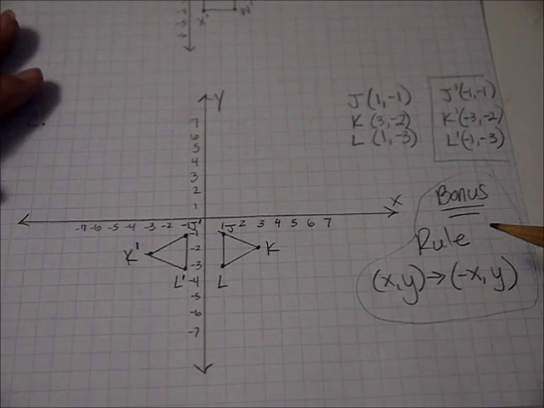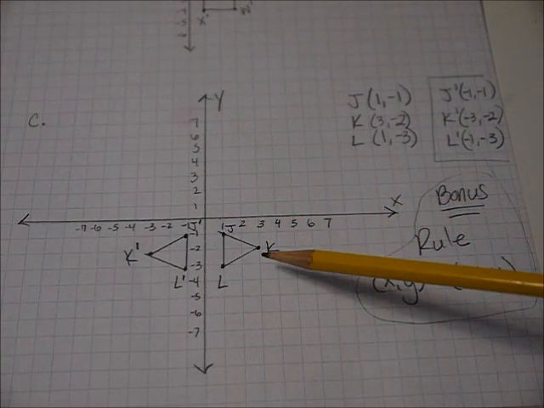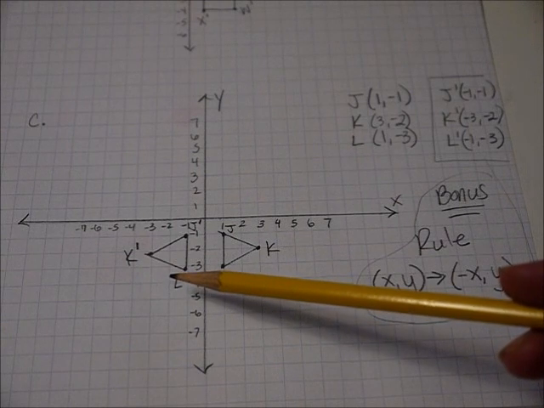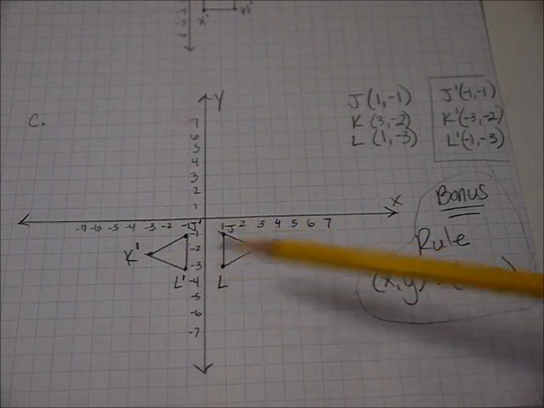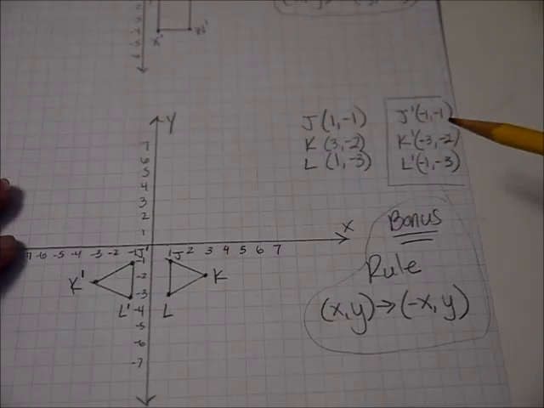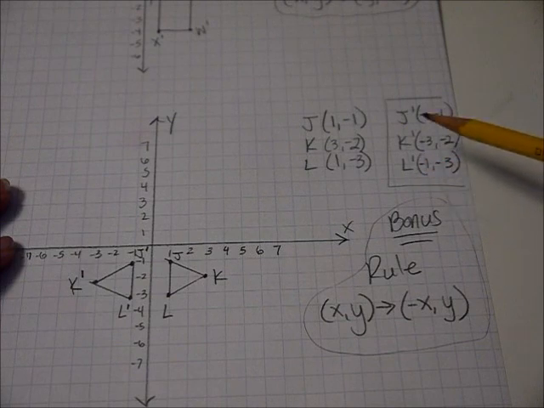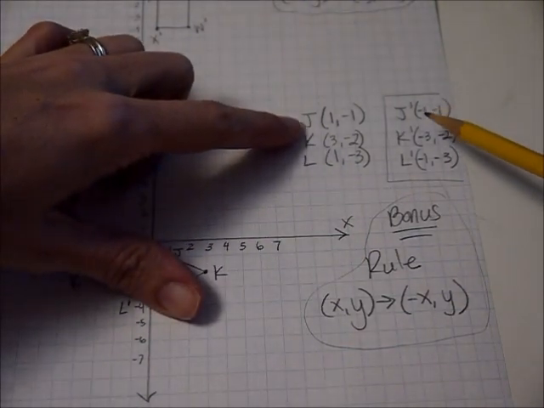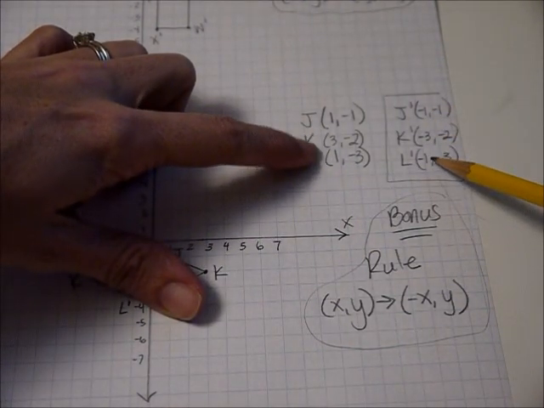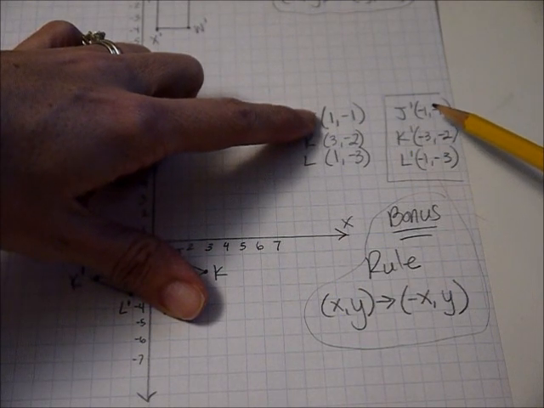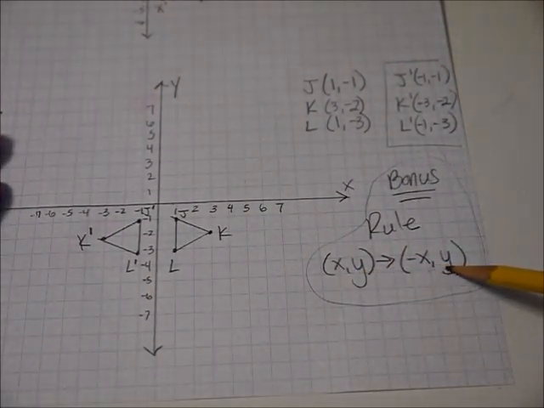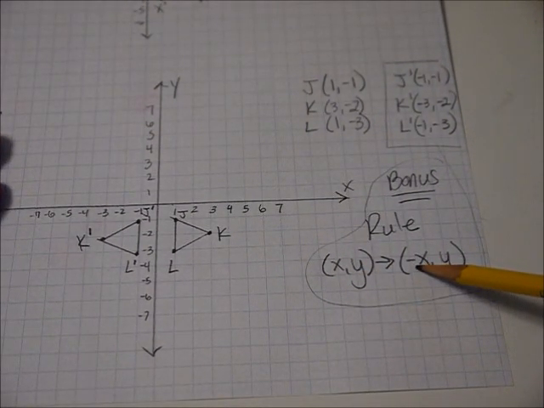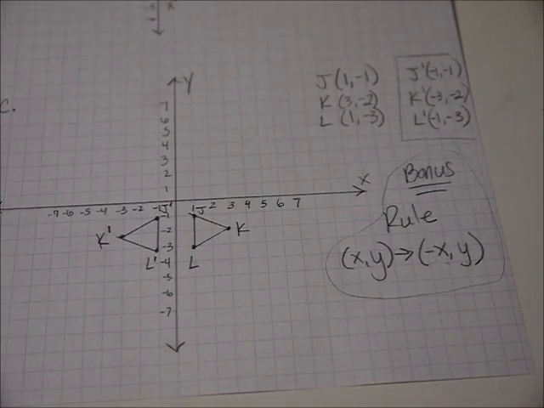Okay, here's letter C, and here's your image, and the pre-image was rotated. We usually say rotate about the y-axis, so that means it's flipped over the y. And so now you've got your new coordinates, j prime, k prime, l prime. What you notice here is nothing changed except the sign of the x values switched. It was positive 1, now it's negative, positive 3, now it's negative, and so on. So the rule is x and y stayed in the same spot, but x became the opposite. So there's your answer to that one.